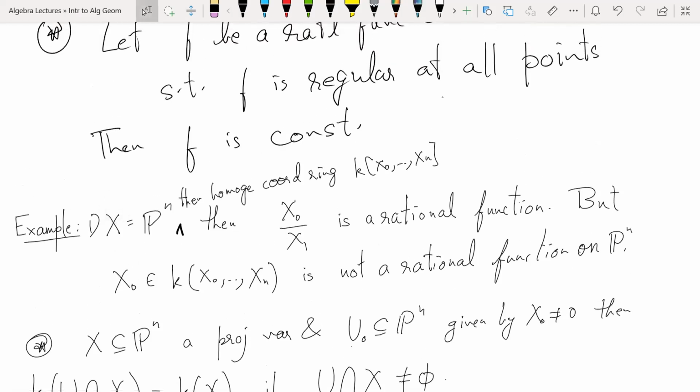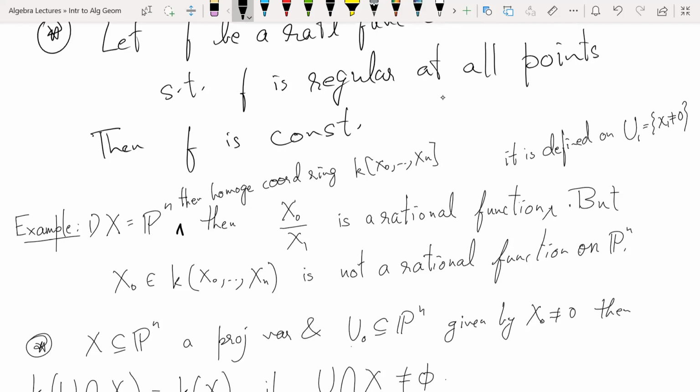You have to take homogeneous functions of the same degree and take their ratio. For instance, x0 over x1 is a rational function on Pn. And where is it defined? It is defined on the locus where x1 is non-zero, that is, on U1, the x1 not equal to 0 locus. This was our notation for U1.